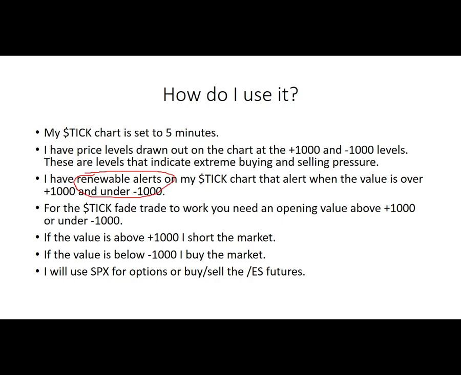And again, if the tick value is above 1,000 at the open, and a lot of times that is a gap up overnight, your tick value will open above 1,000. That is an indicator to short the market at the open. If the tick value inversely is below negative 1,000, it is an indication to buy the market at the open, right at the 9:30 bell. Ding, ding, ding. And I will use the SPX for options, calls and puts, or buy and sell the ES futures. So that is how I use the tick chart.